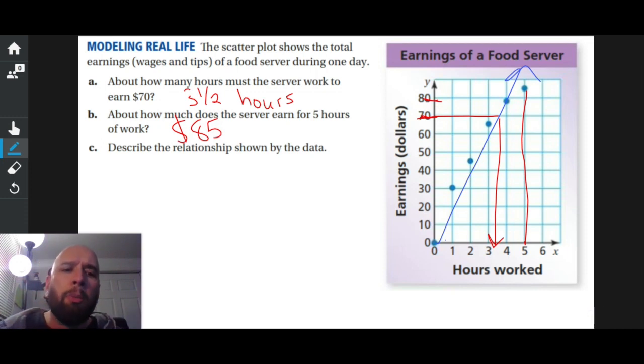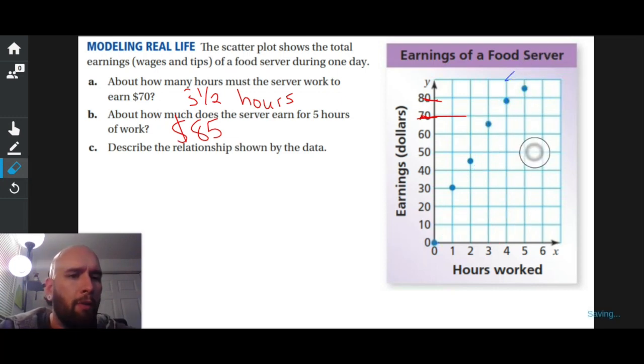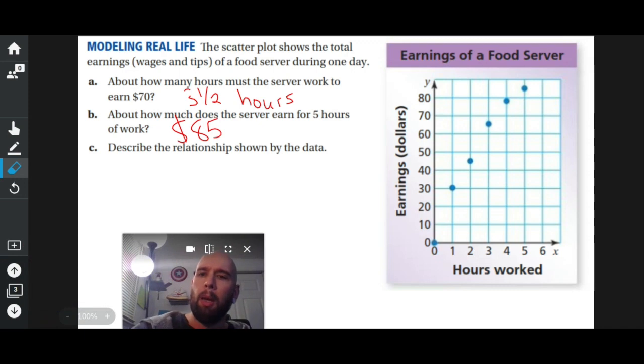Describe the relationship shown in the data. I'm not going to write it out, because writing with this Chromebook is never the best idea, but it's a positive correlation. The more hours this person works, the more money this person makes. And my face is gone. All right. The more hours that person works, the more money that person makes.